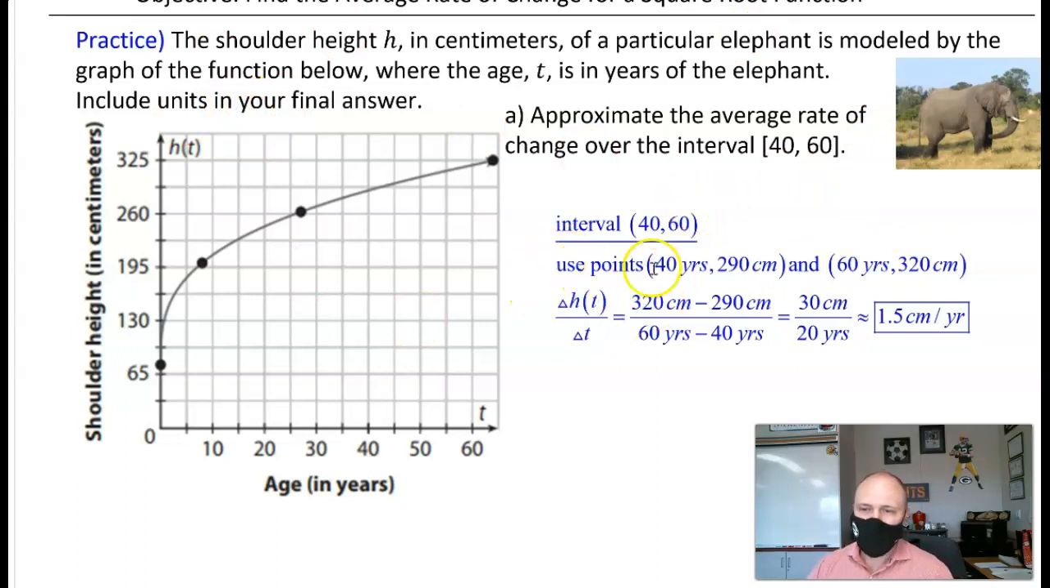And then again, some people ask, okay, where do you even get these values? Again, you're just estimating the value of the point with your y-axis, right? So at 60, looks like it's right here. So that height would be approximately 320.